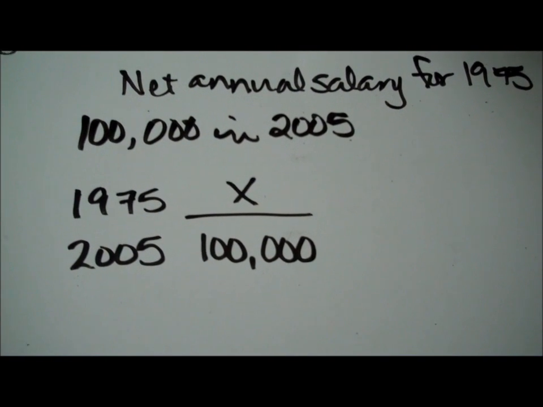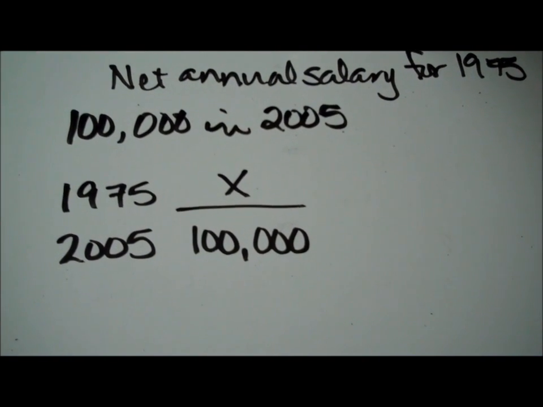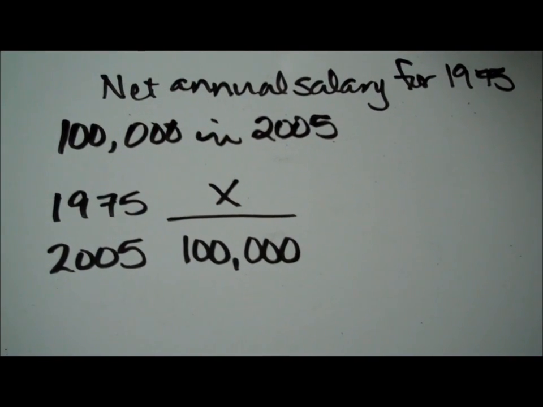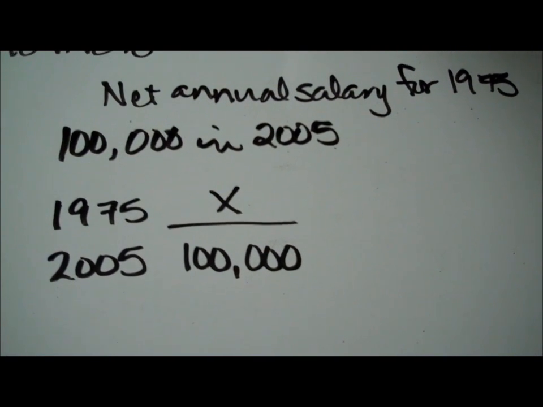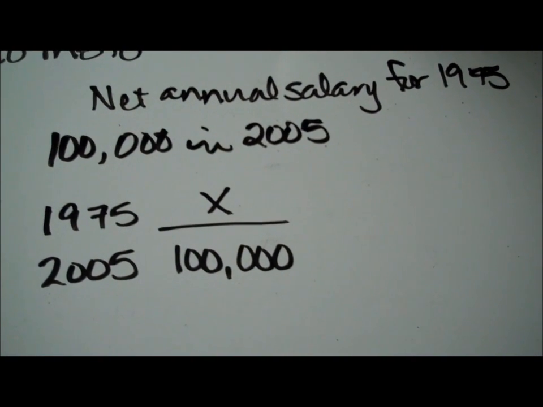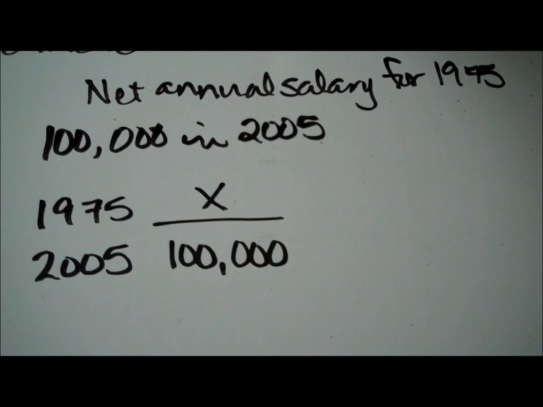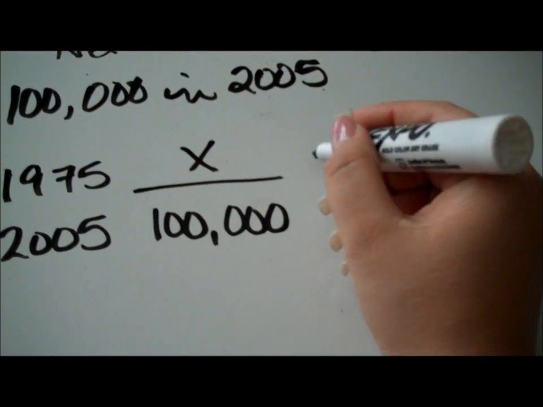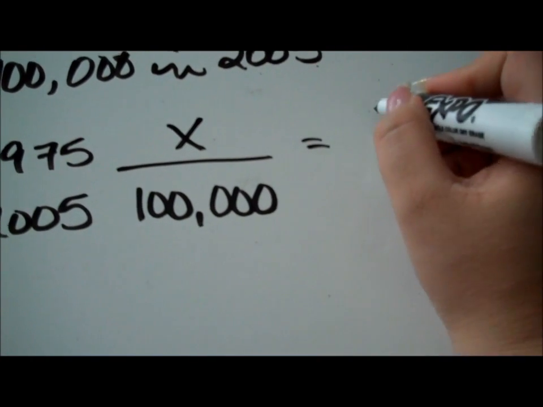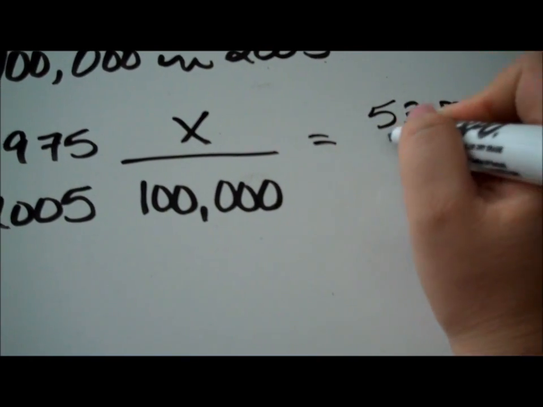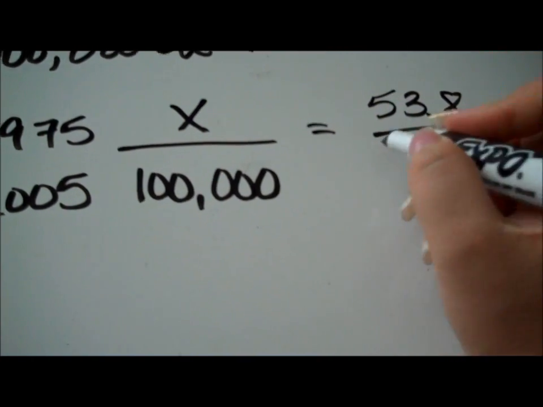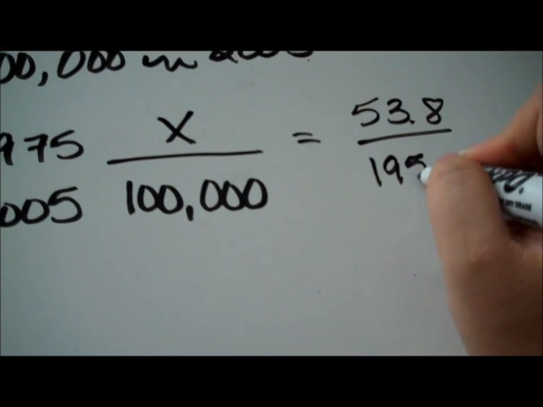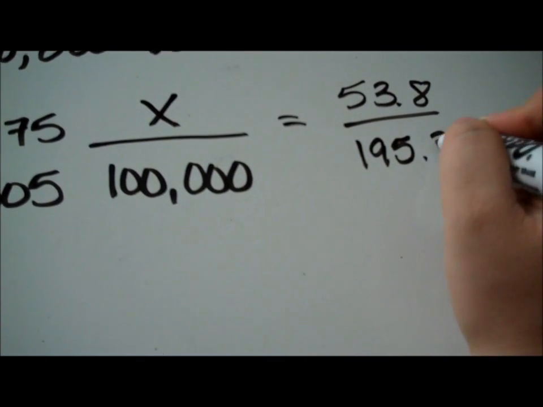So it talks about the CPI, which was in your book. If you use that table, there is a CPI number for each one of these dates. Okay? For 1975, it was 53.8. And for 2005, it was 195.3.